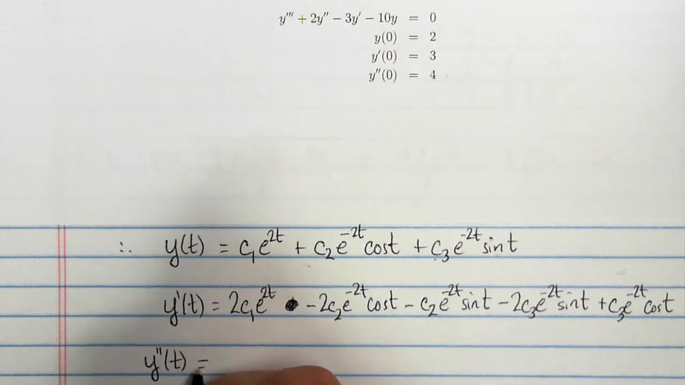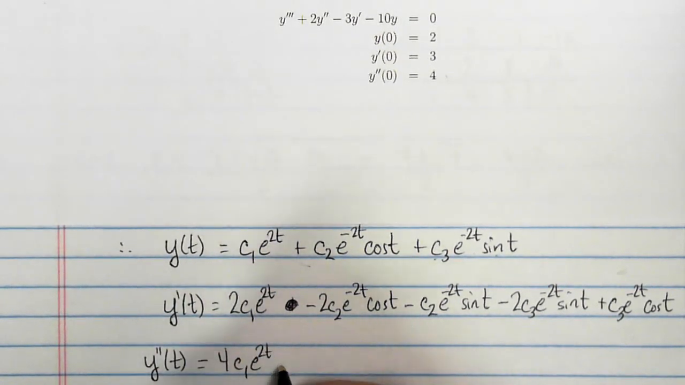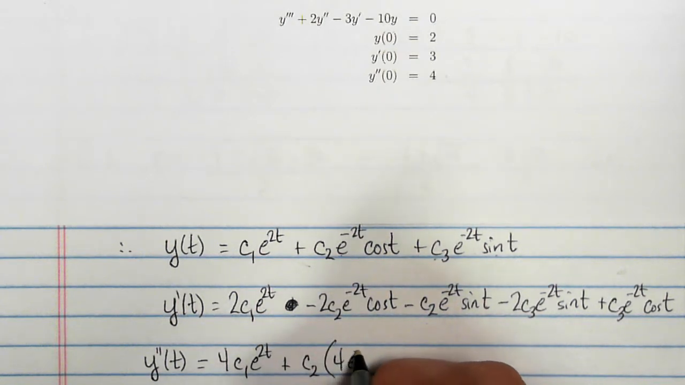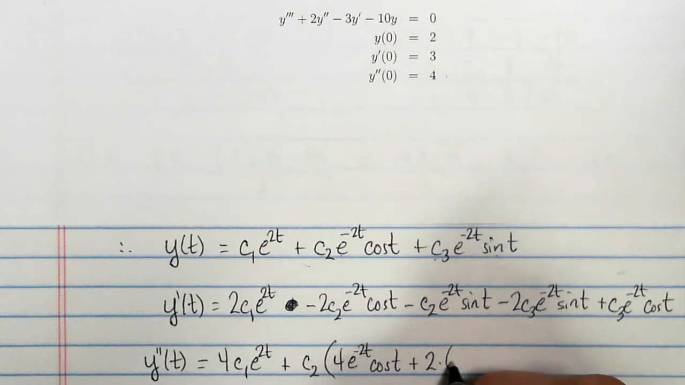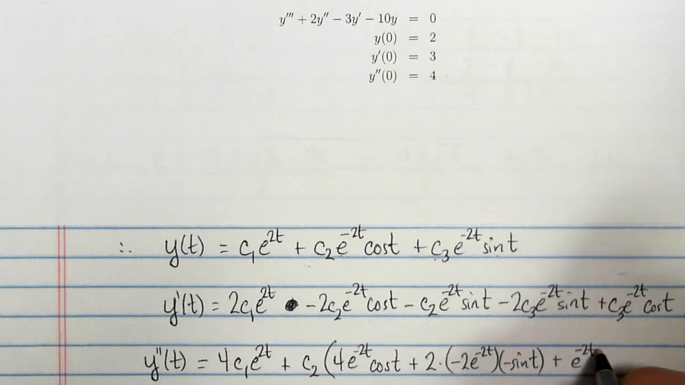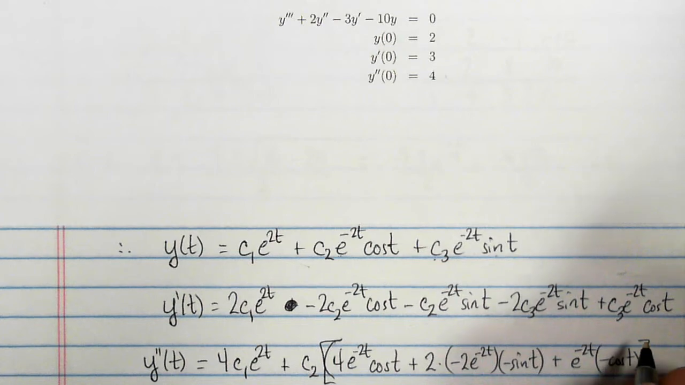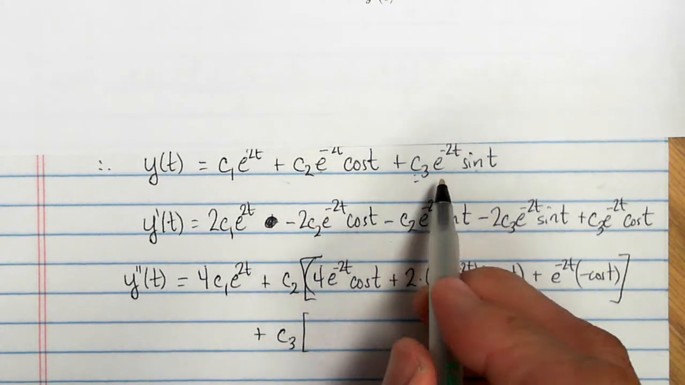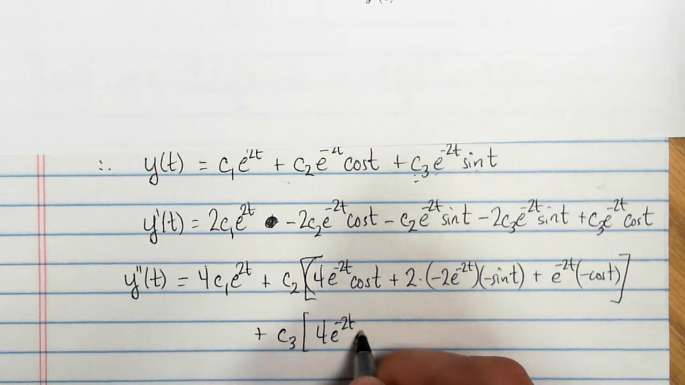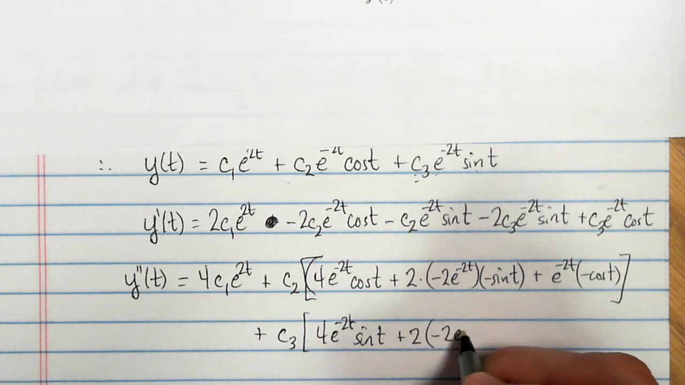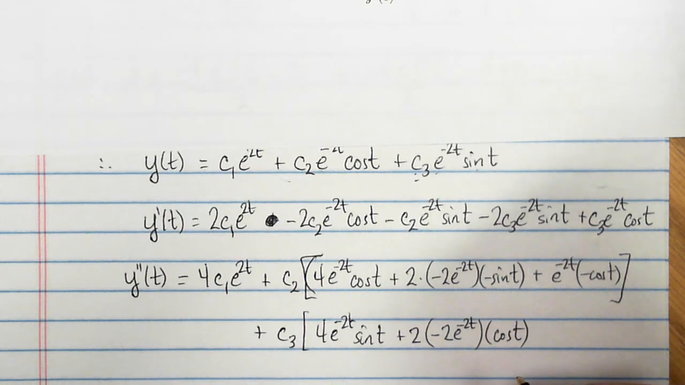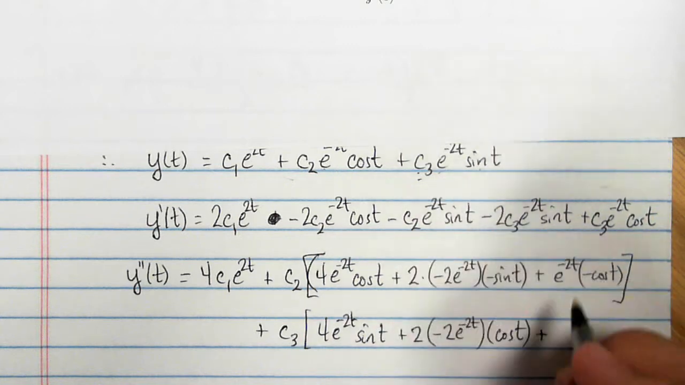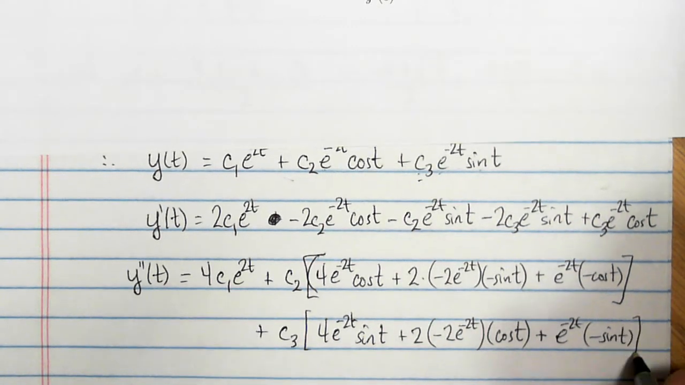Okay, second derivative is going to be considerably messier. Second derivative of the first will be 4c1 e^(2t). Okay, next we have, and let me put this all in parentheses just to make it a little bit more bearable, second derivative of the first, which will be 4e^(-2t), times the second, plus 2 times the first derivative of the first times the first derivative of the second, plus the first times the second derivative of the second. Then I've got the c3 thing to worry about, plus c3, second derivative of the first times the second, plus 2 times the first derivative of the first times the first derivative of the second, plus the first times the second derivative of the second.